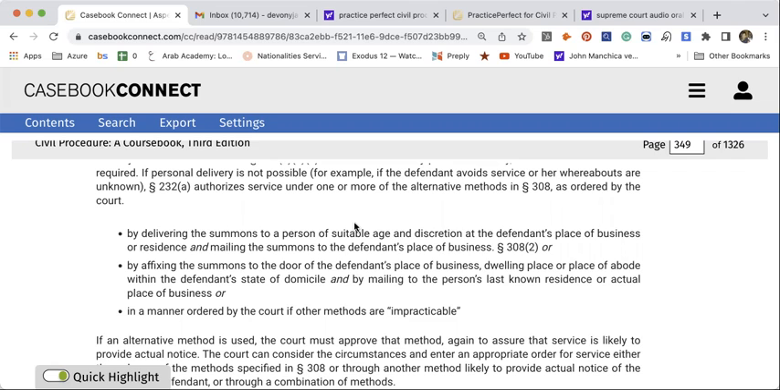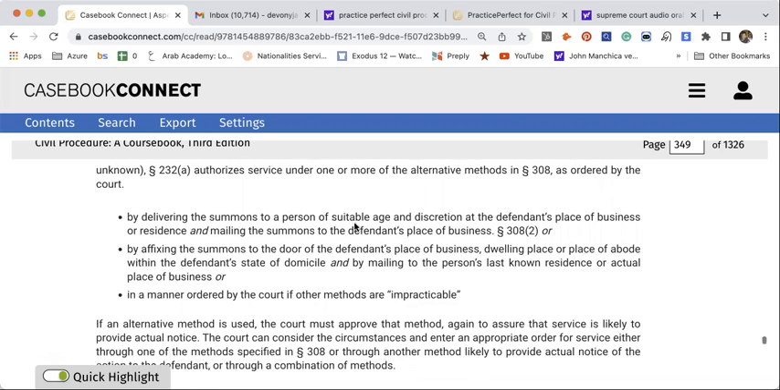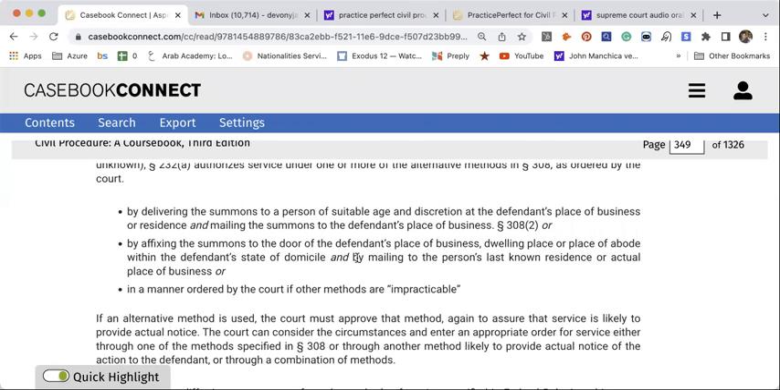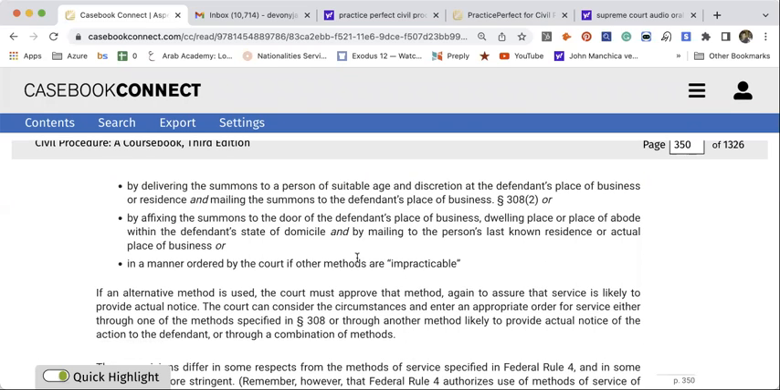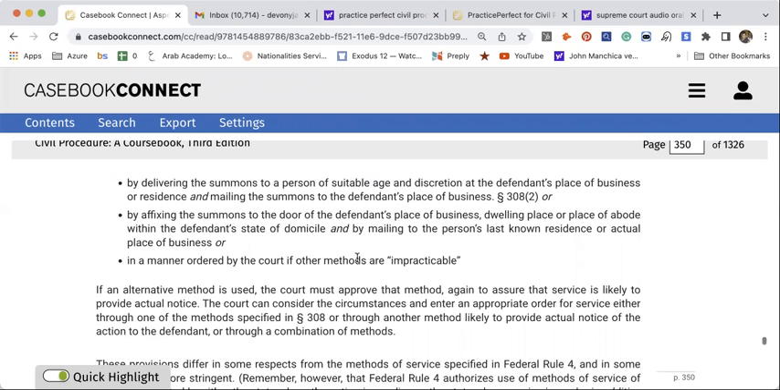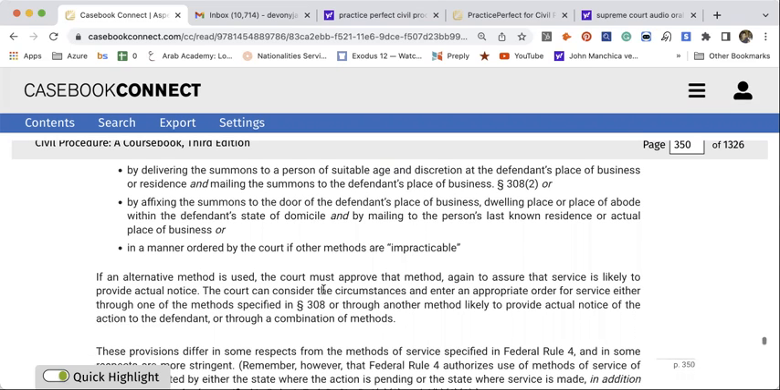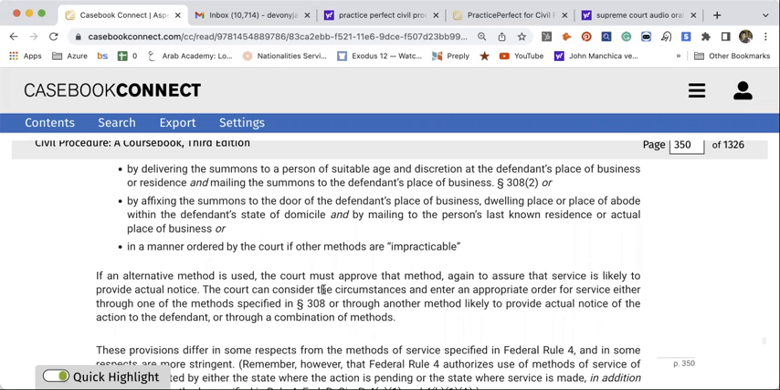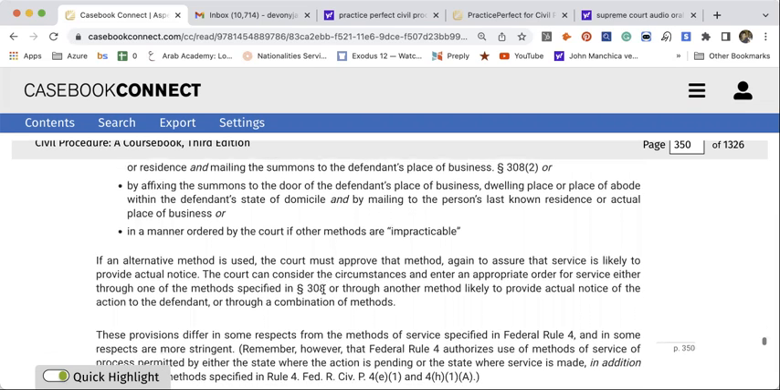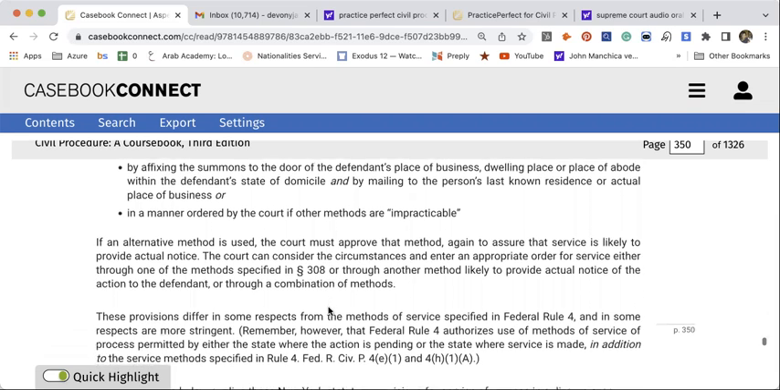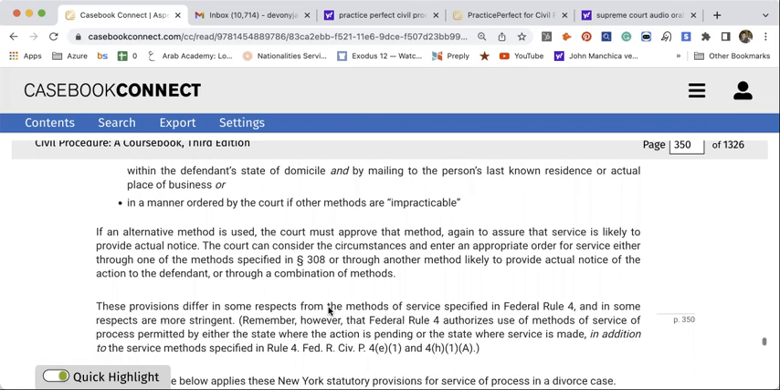By delivering the summons to a person of suitable age and discretion at the defendant's place of business or residence and mailing the summons to the defendant's place of business, section 308(2), or by affixing the summons to the door of the defendant's place of business, dwelling place, or other place of abode within the defendant's state of domicile, and by mailing to the person's last known residence or actual place of business, or in a manner ordered by the court if other methods are impracticable.